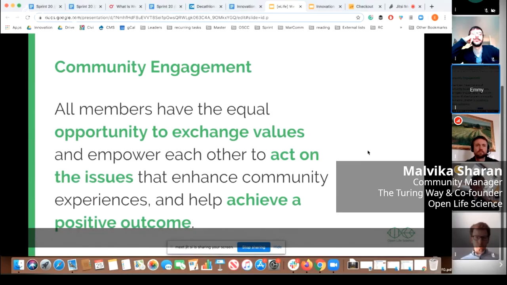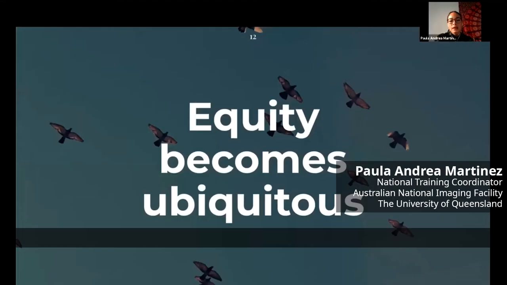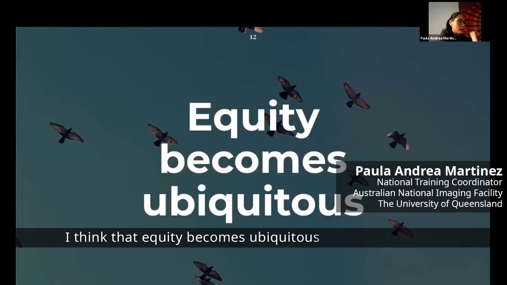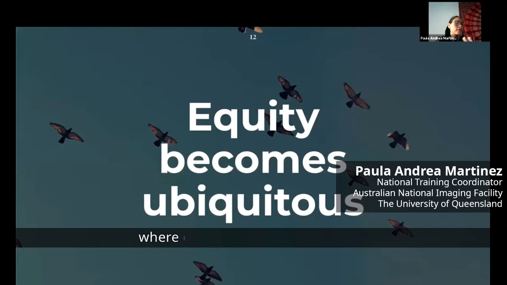So there are three or four things probably that you need to take out from this slide: creating opportunities, empowering them so they can act, and also achieving a positive outcome at the end. I think equity becomes ubiquitous, like when you feel that you are in a place where you really belong, where everyone is accepted.